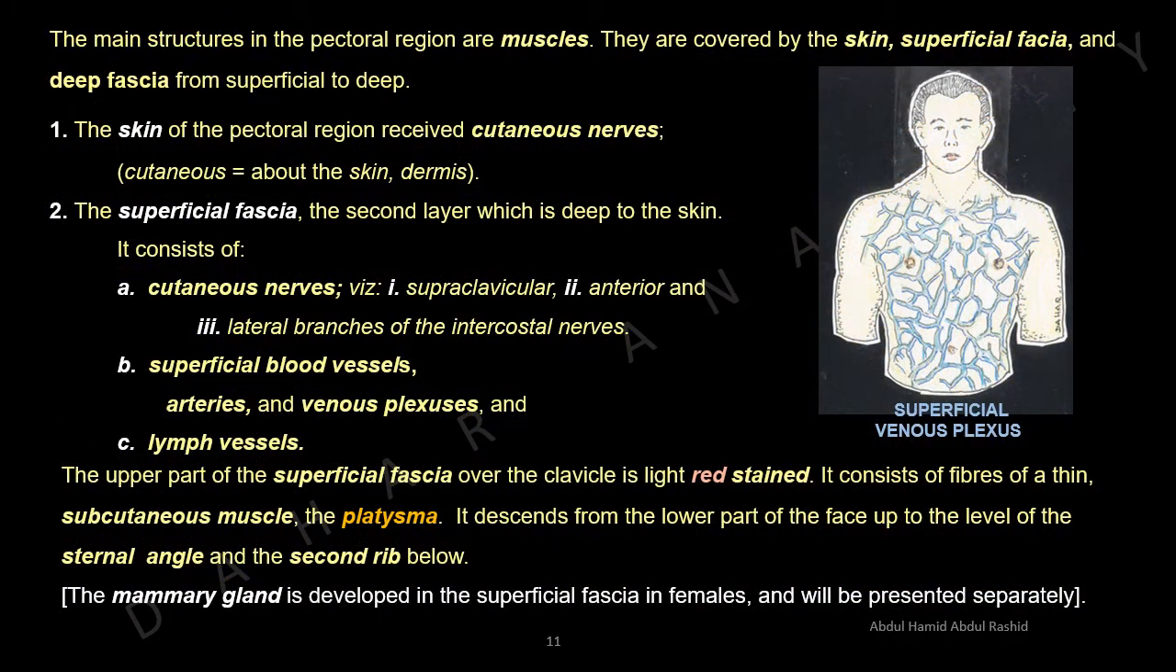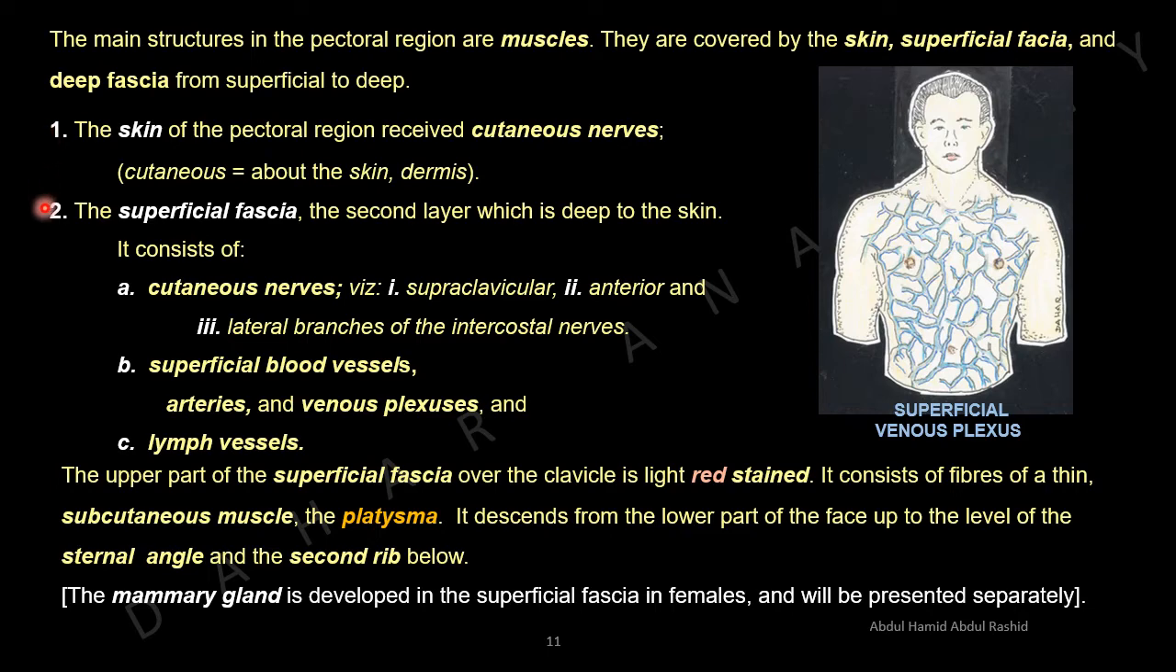The main structures in the pectoral region are muscles. They are covered by the skin, superficial fascia, and deep fascia from superficial to deep. Number 1. The skin of the pectoral region receives cutaneous nerves. Cutaneous means about the skin, dermis.